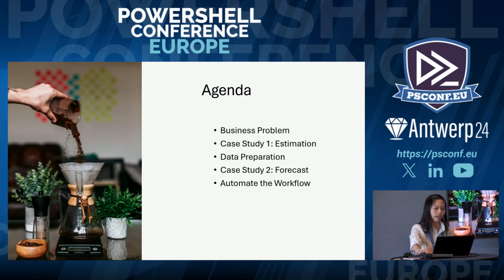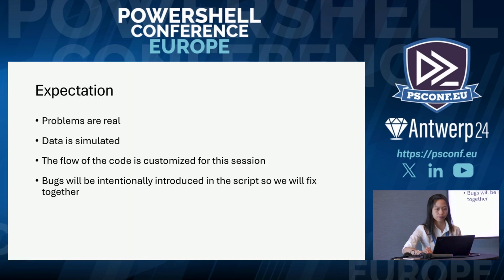The agenda today has 5 main parts. First, we will see the background, what is the business problem that we are trying to solve. Then we go through case study number 1, which is the estimates of the impact of business decisions. Then before going to case study 2, we will discuss data preparation, how to solve data quality issues using PowerShell. The next step, we will do the second case study, which is forecast. And last, we will see how to automate the whole workflow.